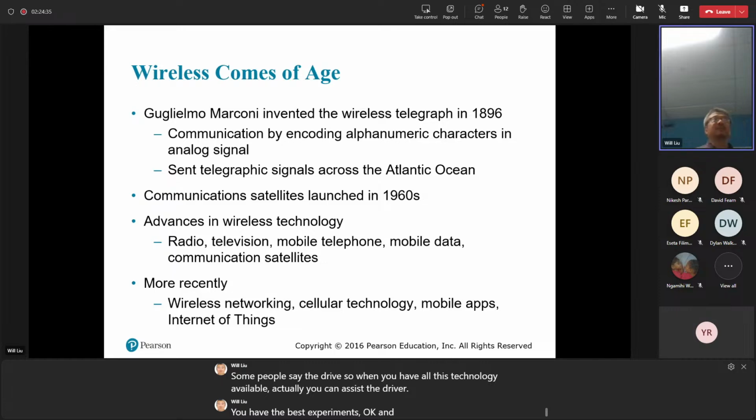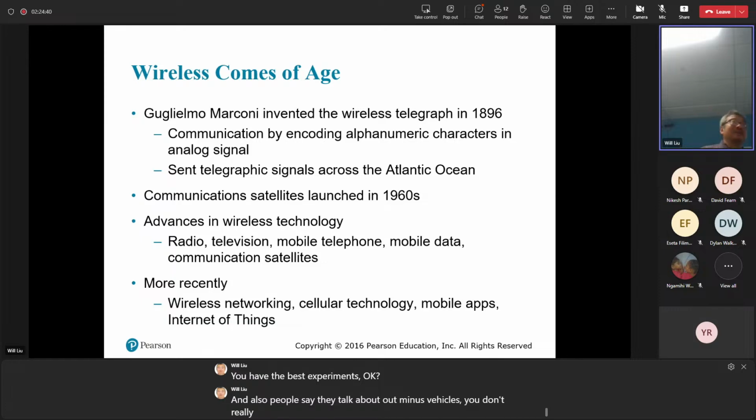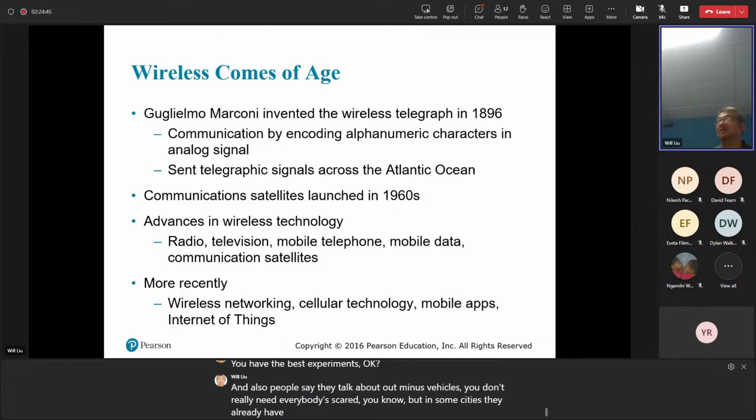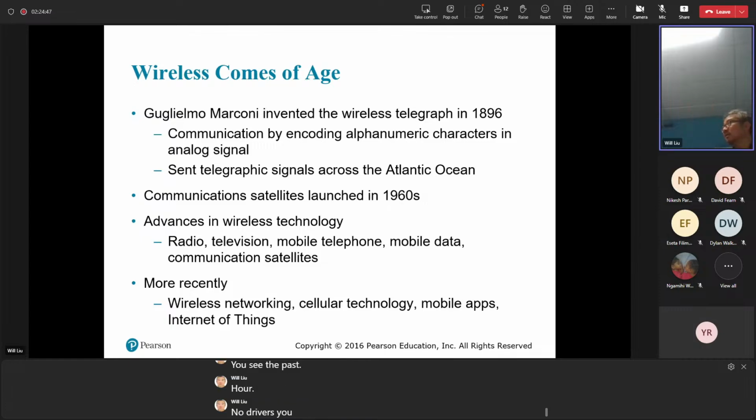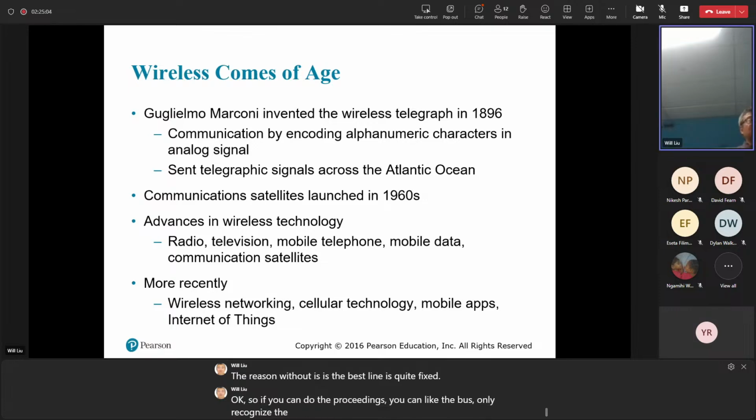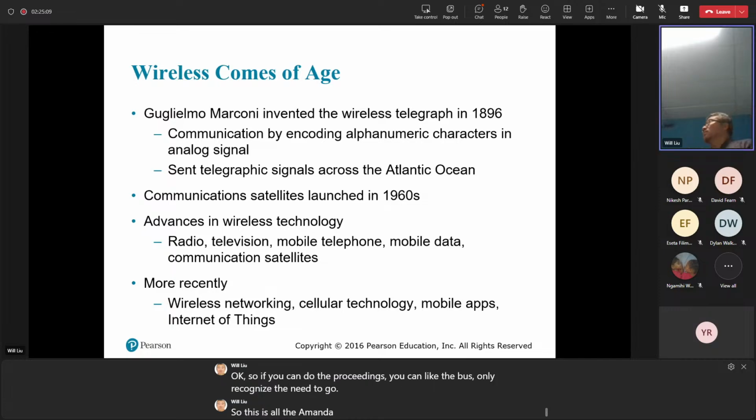And people also talk about autonomous vehicles. You don't really need a driver, but it's quite scary. But in some cities, it already happens. You see the bus come, no driver. You just get on and get off. The bus will bring you to the right place. The reason is the bus line is quite fixed. So if you can do the presettings, you can let the bus only recognize where it needs to go. So these are all amazing wireless technologies.